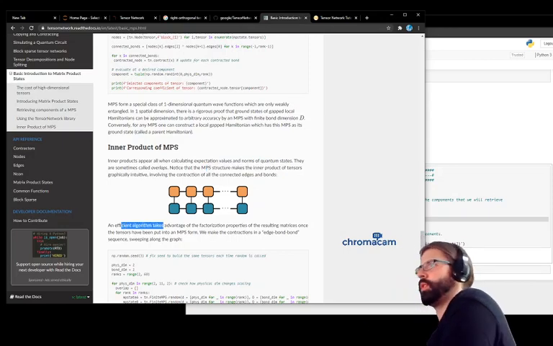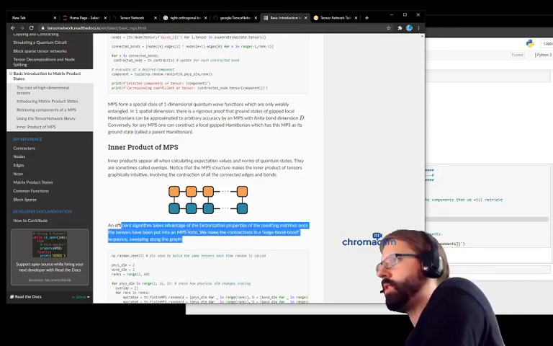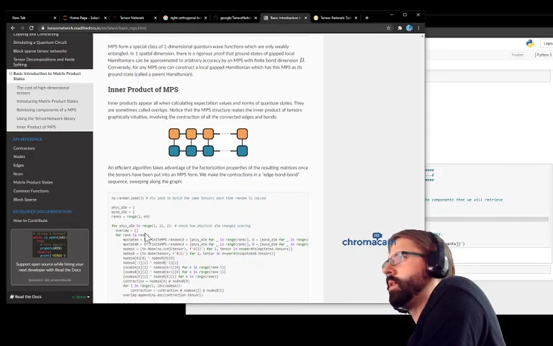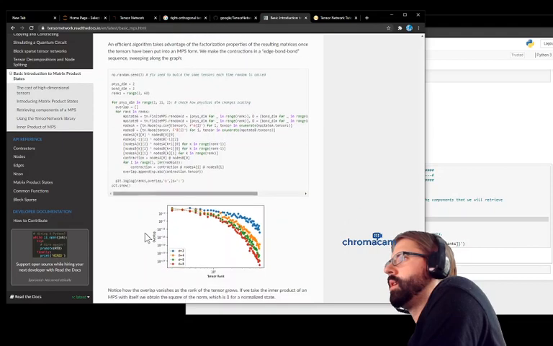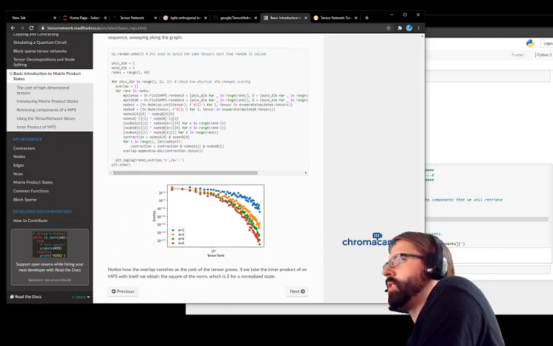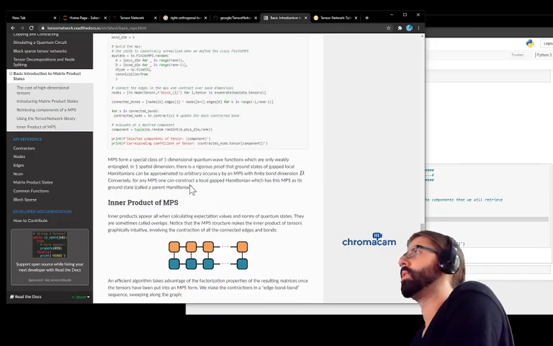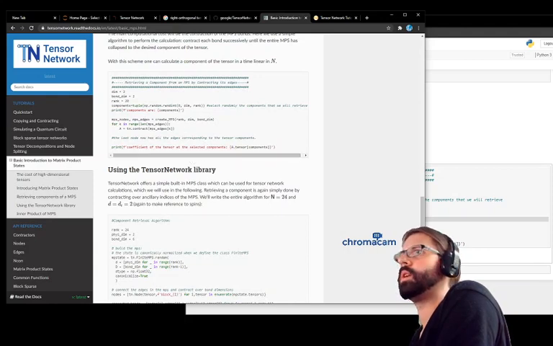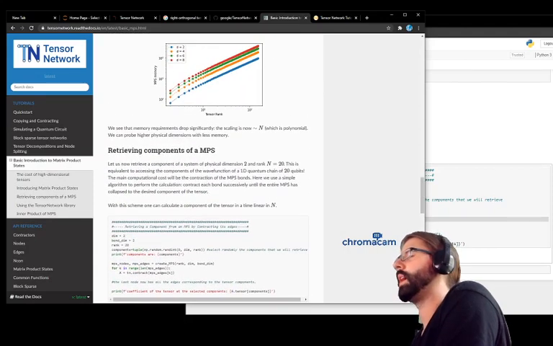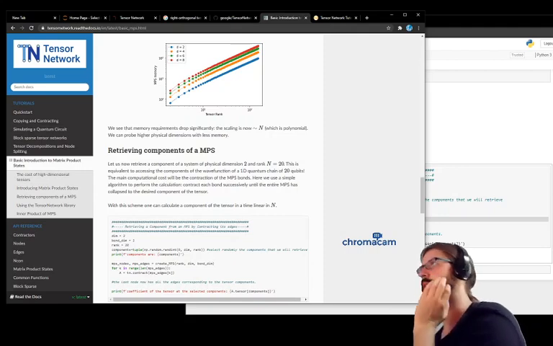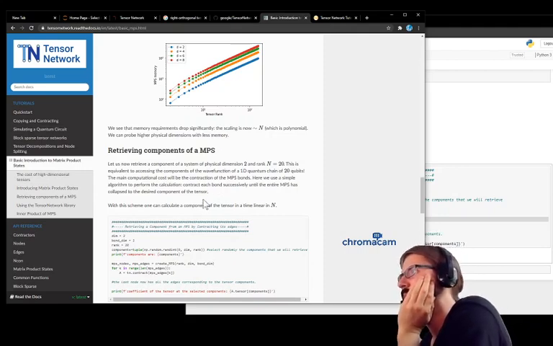An efficient algorithm takes advantage of the factorization properties of the resulting matrices. Once the tensors have been put into an NPS form, we make the contractions in a single edge, bond, bond sequence sweeping along the graph. Notice how the overlap vanishes as the rank of the tensors grows. If we take the inner product of an NPS with itself, we obtain the square of the norm, which is 1 for the normalized state. That's the whole thing here, okay? But I'm still not entirely sure. I'm having a hard time grasping some of the concepts in terms of the practicality and the connection to the problem at hand.